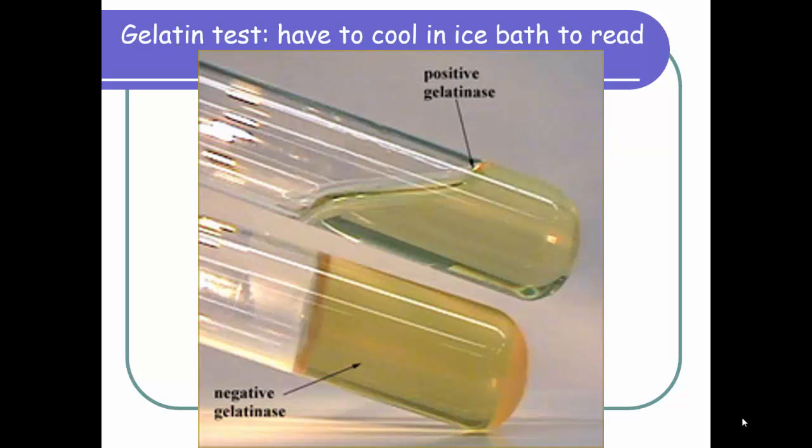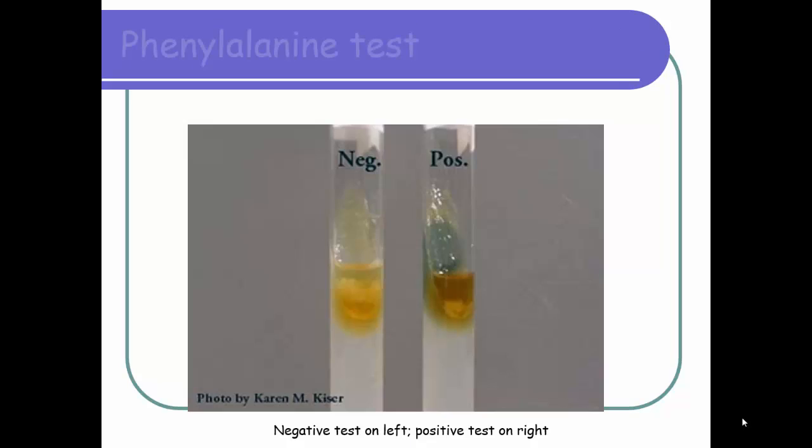The gelatin test is a very thick gelatin that you inoculate your bacteria into. You then will incubate, and out of the incubator, both tubes, positive and negative, will be liquid. Therefore, they have to cool in an ice bath in order to read. If the tube remains liquid after having time in the ice bath, it means it had the gelatinase enzymes, therefore is positive for gelatin digestion. However, if the media becomes solid, it is a negative test for gelatin.